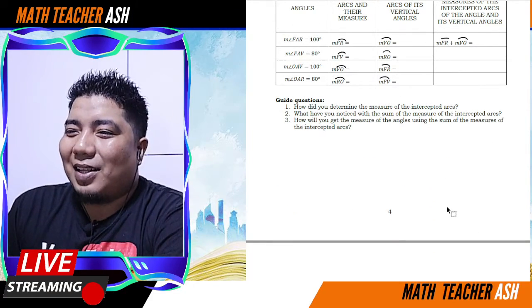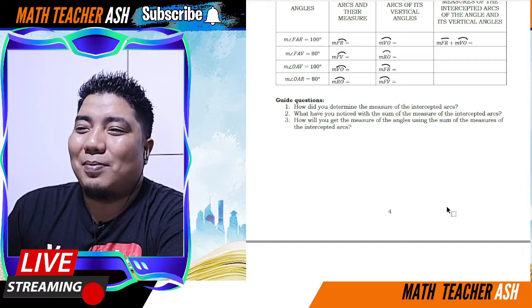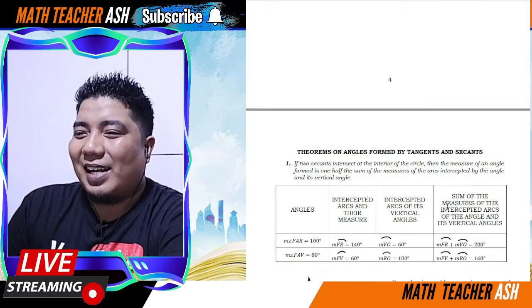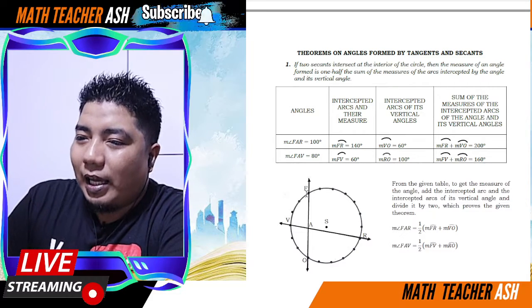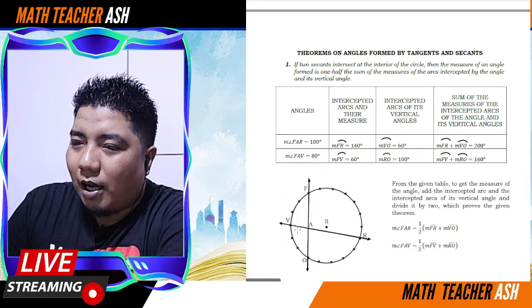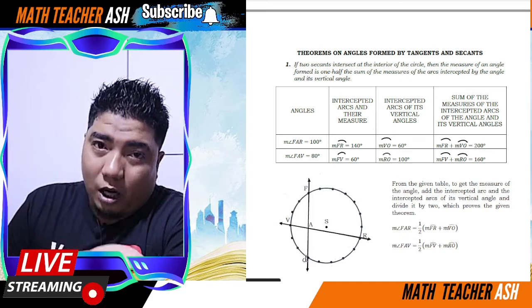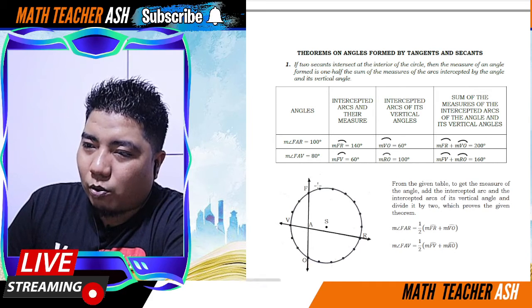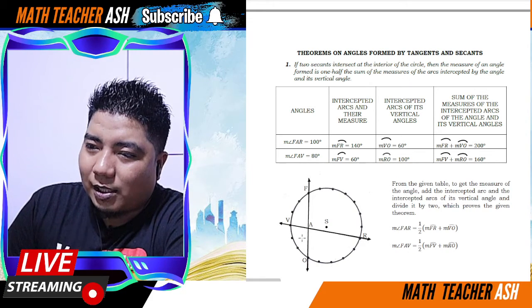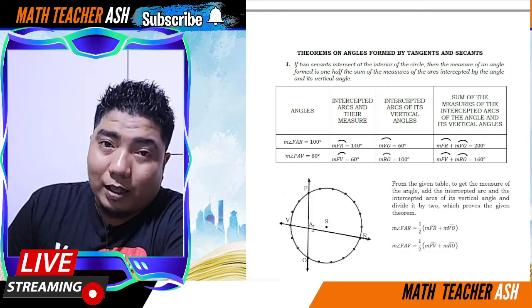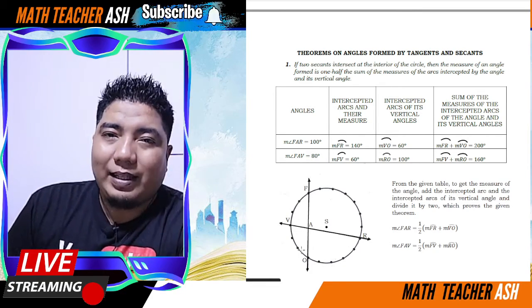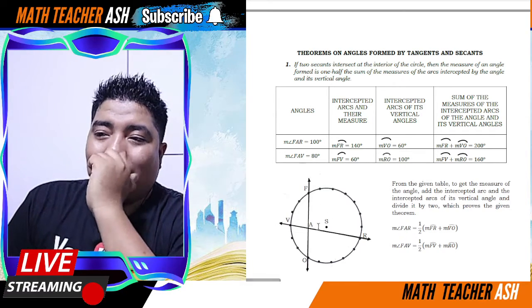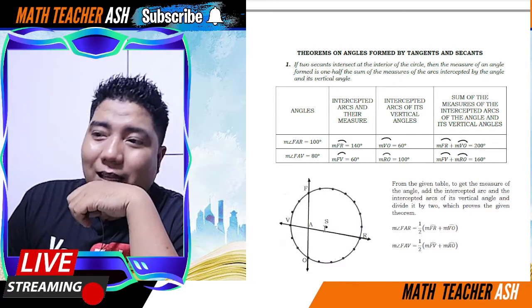So, how will you get the measure of the angles using the sum of the measures of the intercepted arcs? Alright, so yun ang mga theorems natin, my dear math learners, na kapag i-add mo yung arc 1 at saka arc 2, which are the intercepted arc of these two angles, these two vertical angles, that are both congruent naman, if you add them, divide it by 2, you will get the angle.